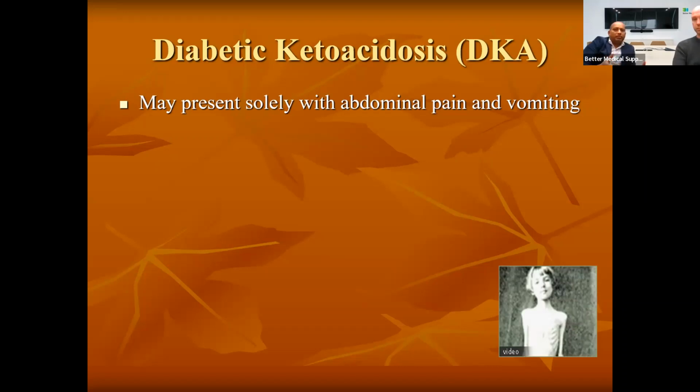So why do they get abdominal pain and vomiting? Because in DKA there is acute gastric dilatation. Don't ask me why they get acute gastric dilatation, I don't know. Maybe someone can tell me, but that is a cause for abdominal pain in DKA.